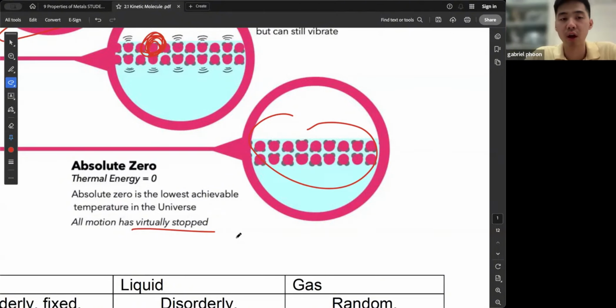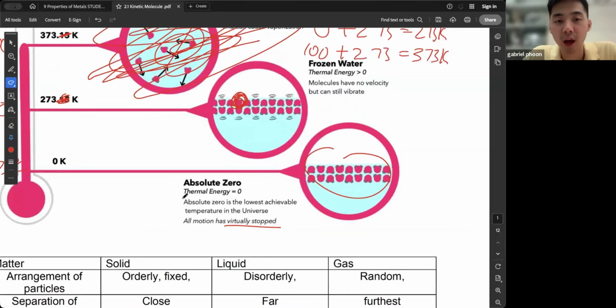This is your answer in your exam. You have to write this. Absolute zero is the lowest achievable temperature in the universe. All motion seemingly stop, which is basically the lowest possible motion they can achieve.